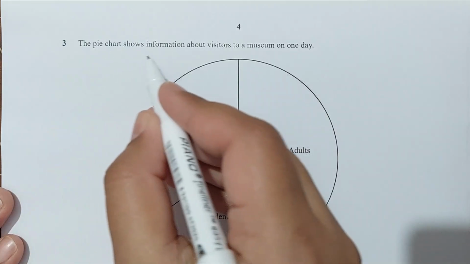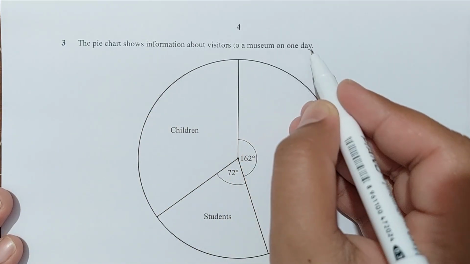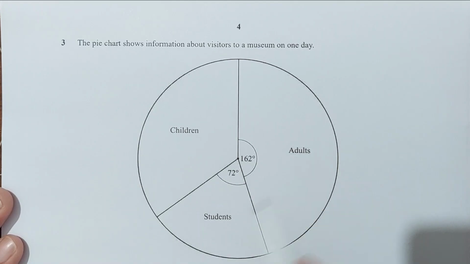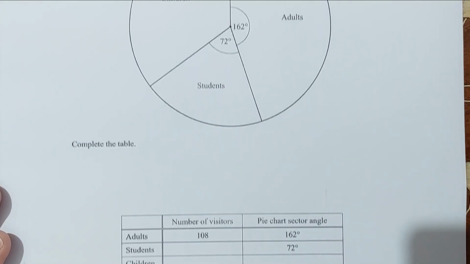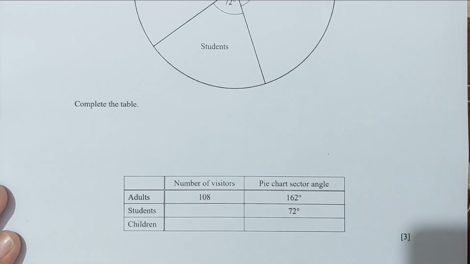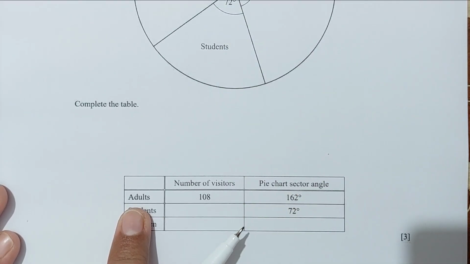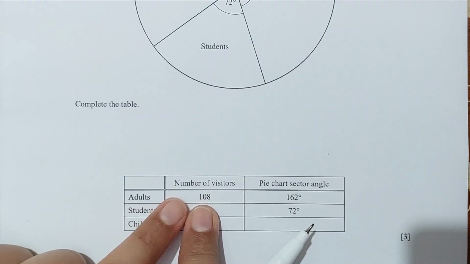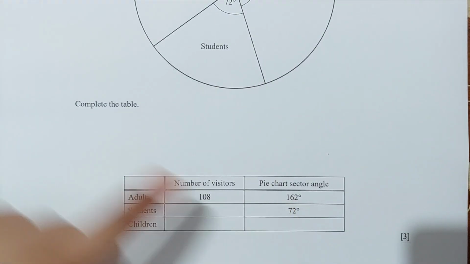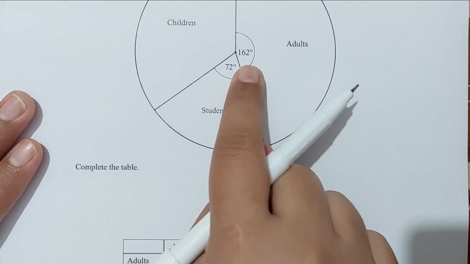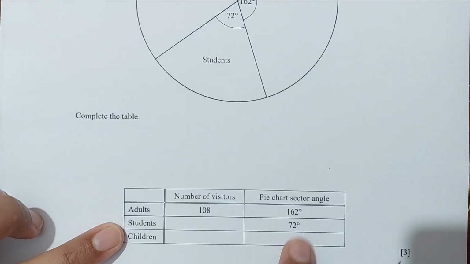Question number 3, the pie chart shows information about visitors to a museum on one day: children, adults and students. Complete the table. The table has the number of visitors and the pie chart sector angle. For adults, the total number of adult visitors is 108 and the pie chart sector angle is 162.